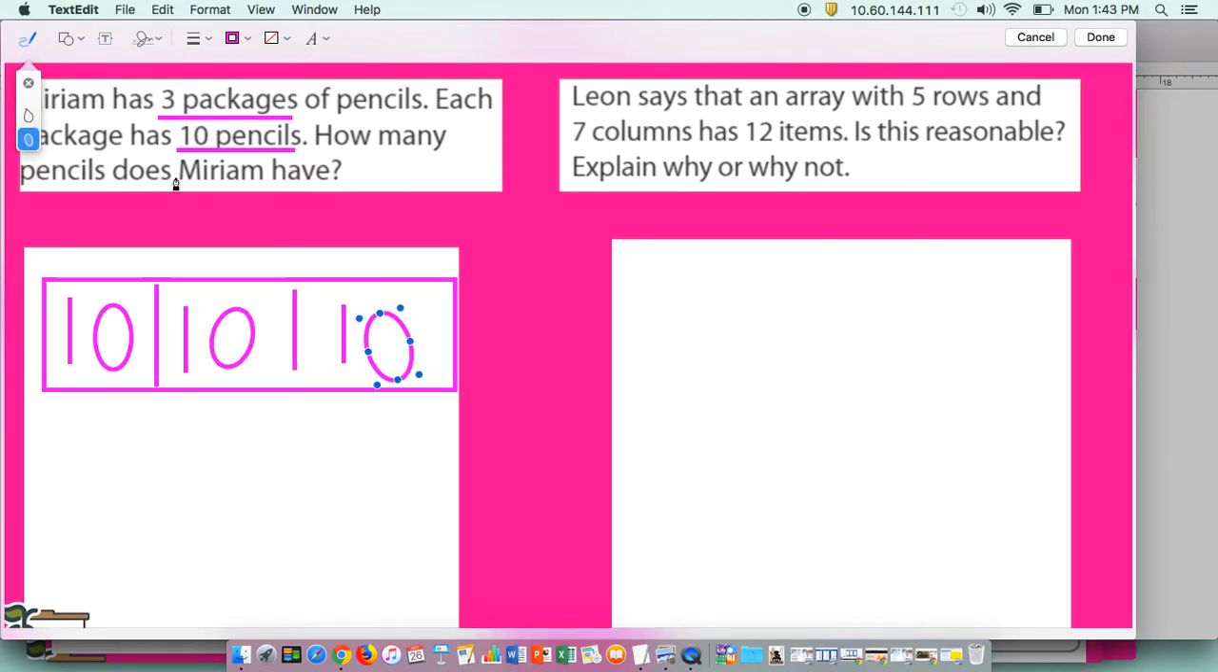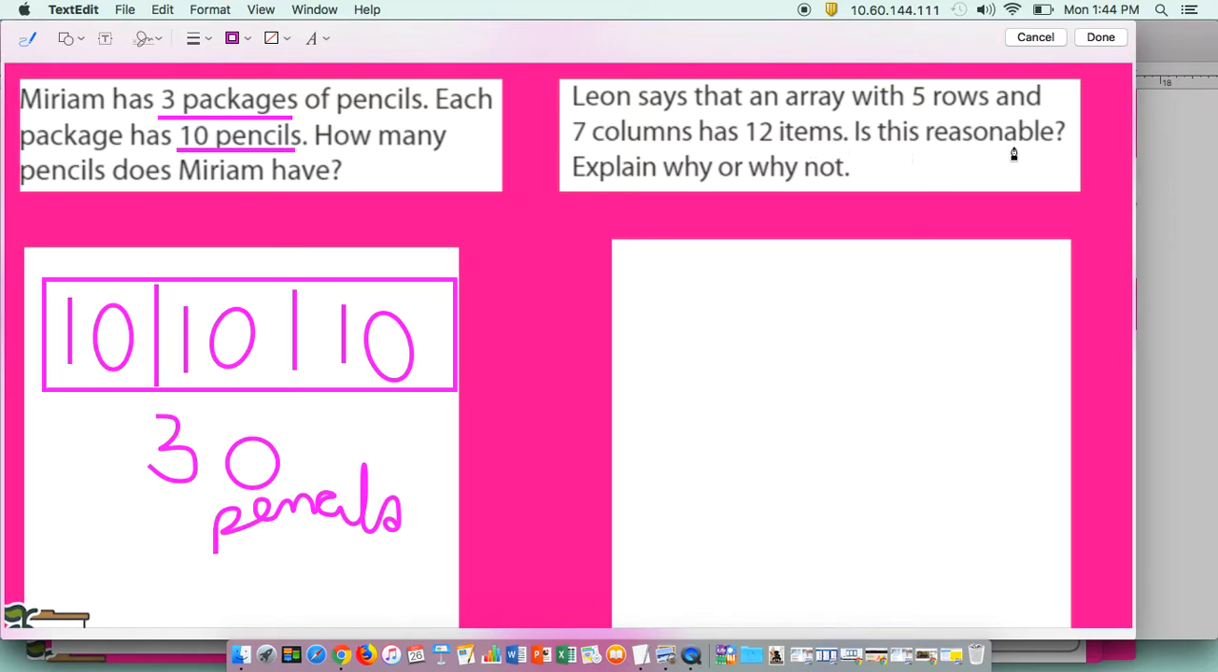So how many pencils does Miriam have? We have to count by 10. You can always pause this video if you want to do it first and then see what we did together. So let's count by 10, 10, 20, 30. So she has 30 pencils. 30 pencils.